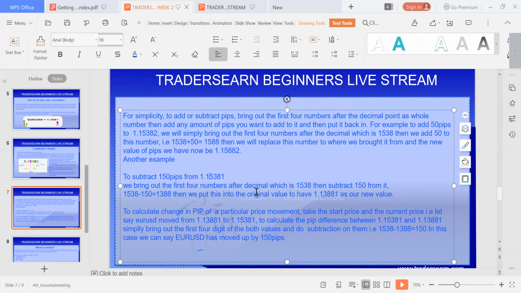I think I've done justice to that. Now this is an example I have for the subtraction part of it. We bring out the first 4 numbers after the decimal, which is this, then subtract 150 pips from it. So 1538 minus 150 is going to give you this. After getting this, put it back into this place, and you are going to get your new value. I think that's taken.